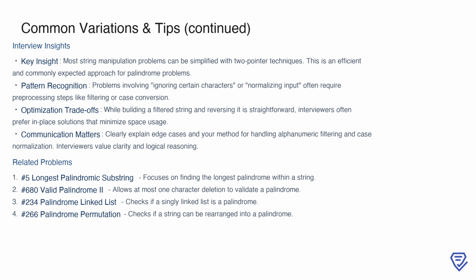Additionally, clear communication is critical. Make sure you explain how you handle edge cases, filter alphanumeric characters, and normalize the case. This demonstrates logical reasoning and attention to detail. To further prepare, you can explore related problems like longest palindromic substring, valid palindrome 2, palindrome linked list, and palindrome permutation, as they build on similar concepts.